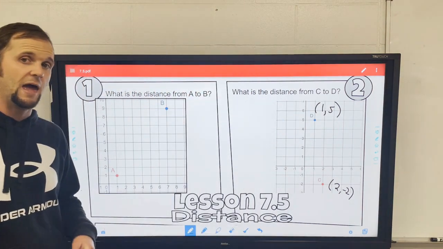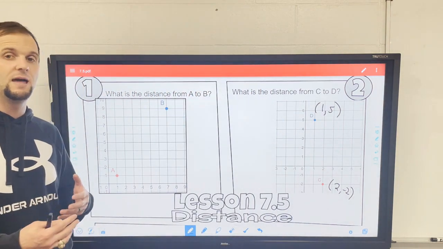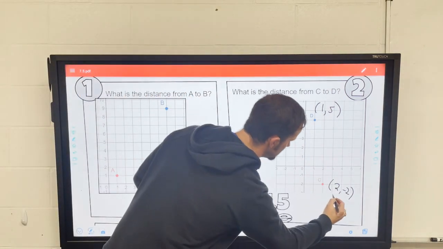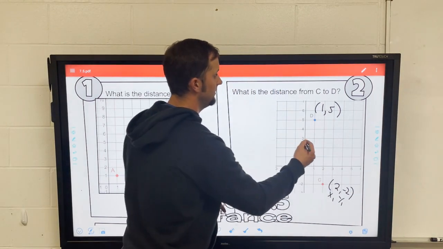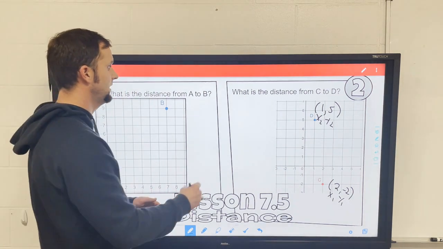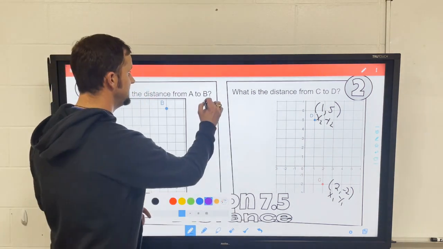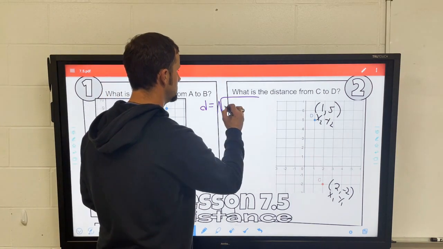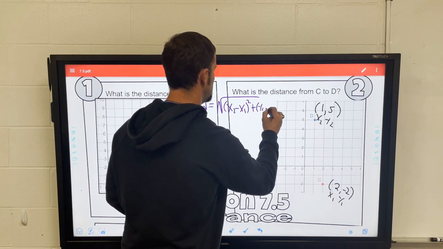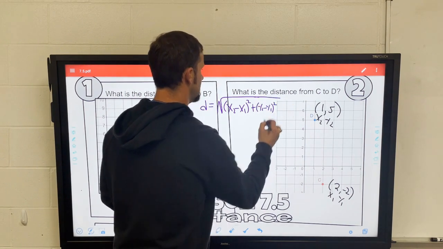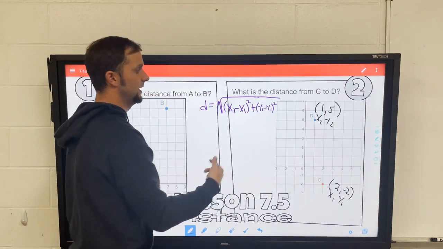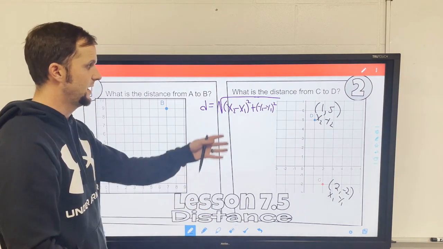Just so you know, it doesn't matter which one you make x1, y1 and which one you make x2, y2, as long as you label it. I'm going to make C my 1s and D my 2s, so x2, y2. Now all I have to do is plug it into my formula. Again, my distance formula is d equals the square root of x2 minus x1 squared plus y2 minus y1 squared. The distance on the bottom and the distance on the side give me my hypotenuse, which is what I'm finding from D to C.